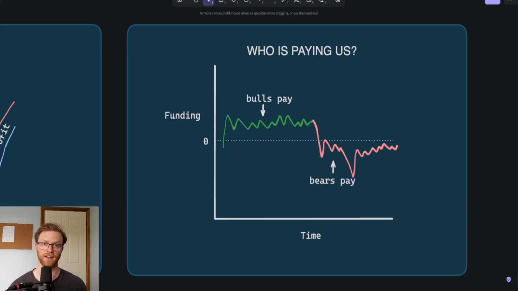And when bears are thinking that price is going to go down and they're more aggressive than the bulls, the perp could trade below the spot price, and then we have a negative funding rate. At that point in time, the bears are happy to pay a premium to be short because they think the market's going to go down. So that's when a negative funding rate presents itself, and we can take advantage of that also.